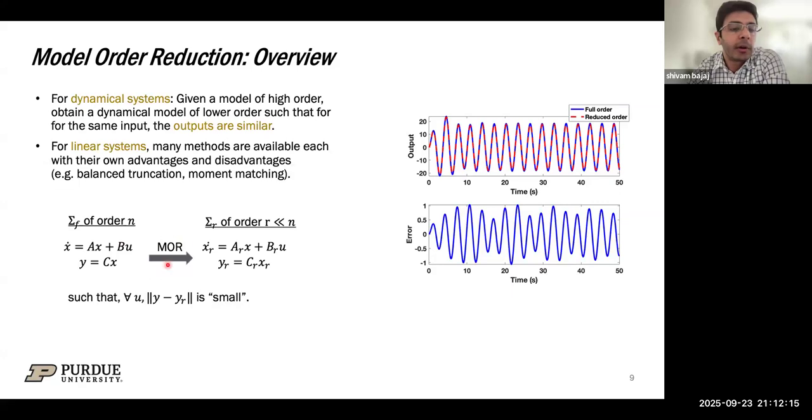I apply some method for model order reduction on this system, and I obtain a system sigma R, which is of order R, which is much less than n. And the system sigma R is characterized by matrices AR, BR, CR.